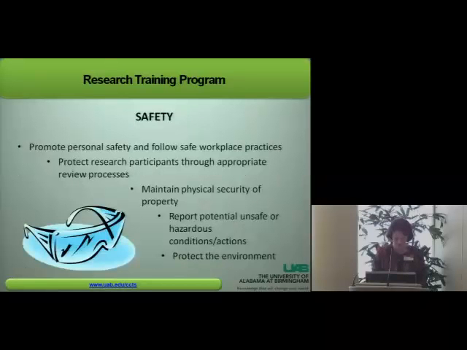Another common element is safety. Safety is especially important in the research context, where researchers are responsible not only for the safety of themselves and their coworkers, but also for human subjects or patients. In this element, we think about promoting personal safety and following safe workplace practices, protecting research participants, as I said, maintaining physical security of property, reporting potential unsafe or hazardous conditions and actions, and finally, protecting the environment, both our personal environment and the more general global environment.